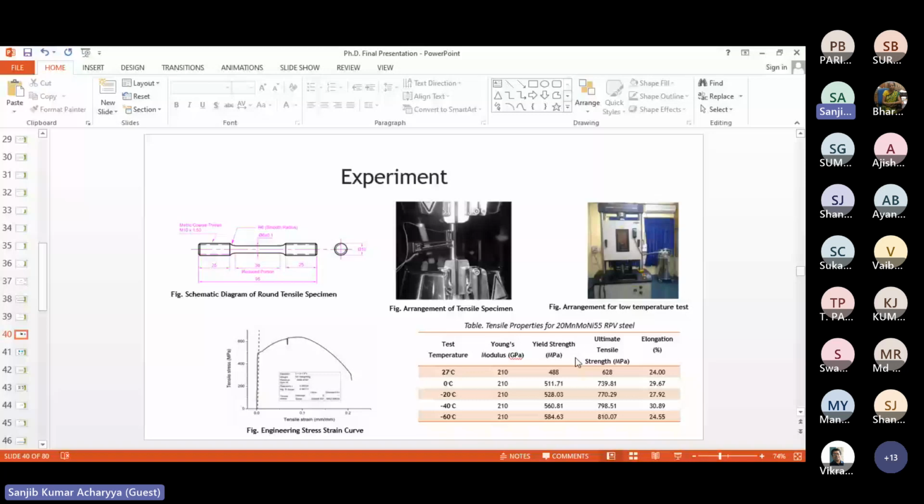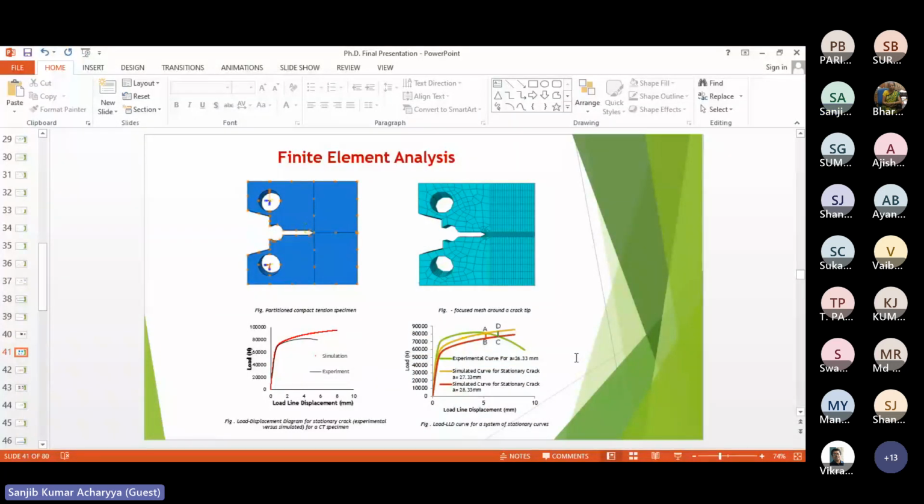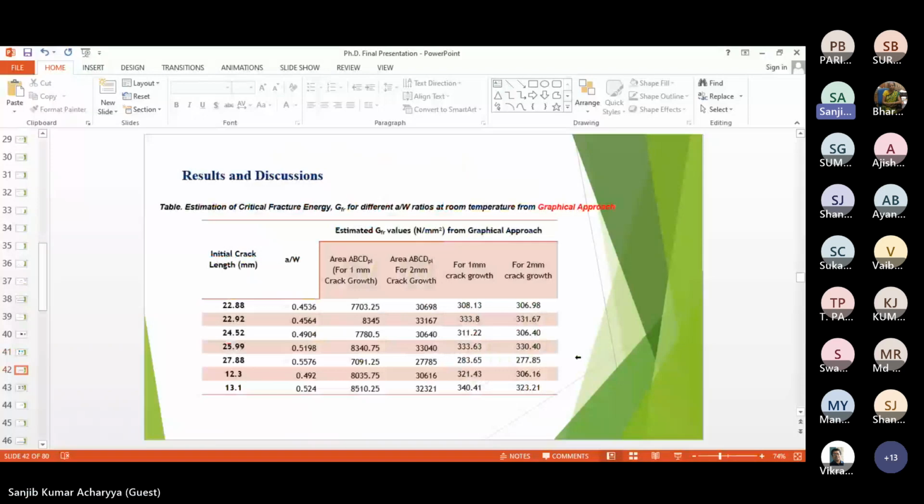So we did first the tensile test at different temperatures. We did the fracture toughness test; the data was already available. And we estimated GFR for different crack lengths. This is the room temperature data for different initial crack lengths. Thickness variation was there. From there, for different crack lengths, we got the value of GFR, which tends to be more or less constant with some standard variation.